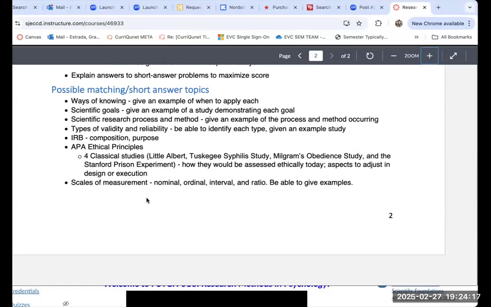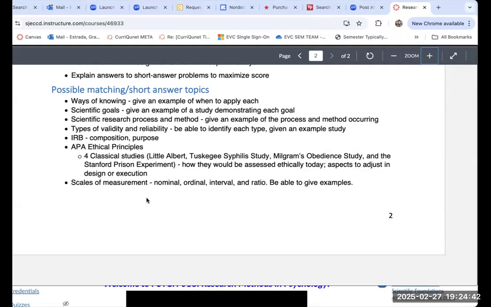IRB, composition and purpose, we talked about that, right? So when we say composition, who's part of the IRB? Well, we talked about that. At least 5 people. They should be from varying backgrounds. There should be somebody who is not part of the institution. What do they do? Well, they're protecting participants. That's the main part. They're reviewing studies, making sure there's nothing unethical going on.